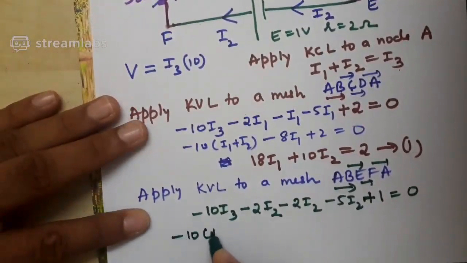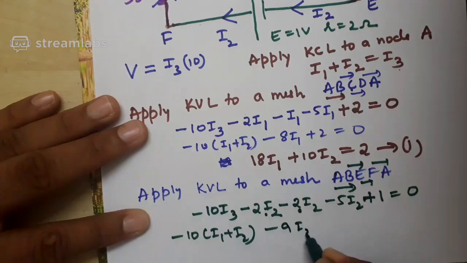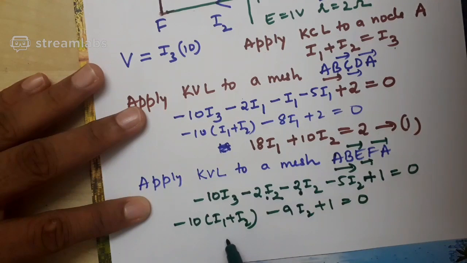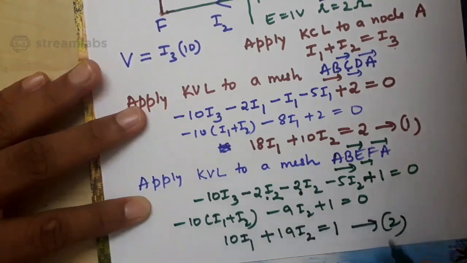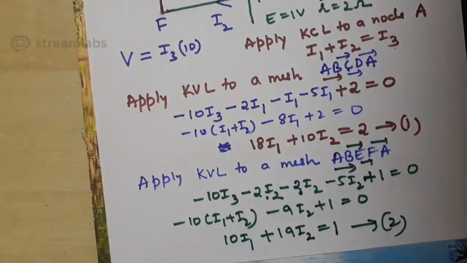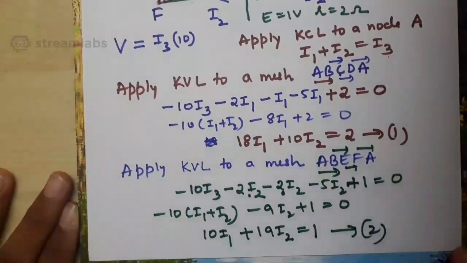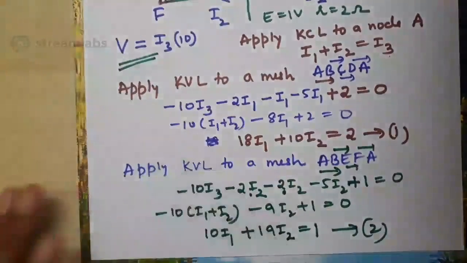This I3 can be written as I1 plus I2. This is 2, 4, 9 I2 plus 1 is equal to 0, correct? And when you simplify this, I'm sure you'll get 10 I1 plus 19 I2 is equal to 1. You can cross check. Simple mathematics, no physics behind that. And the remaining things I'll leave it to you. You have to solve for I1 and I2, then you get I3, then substitute here. You have to complete this.